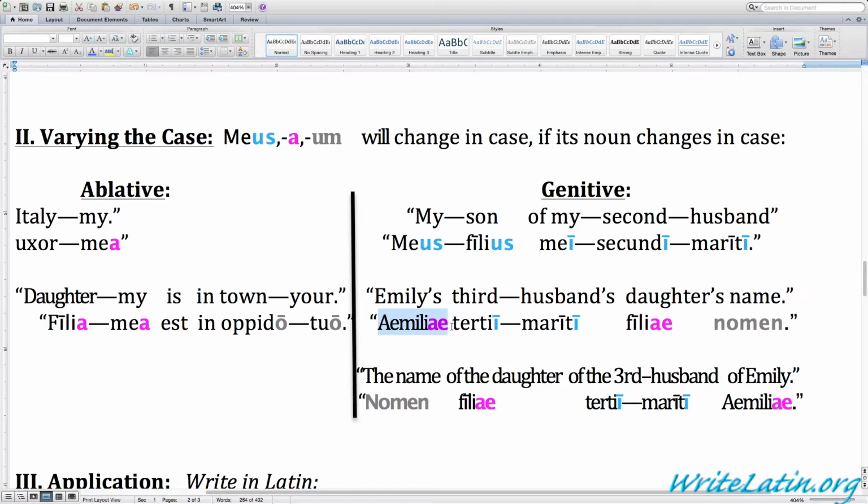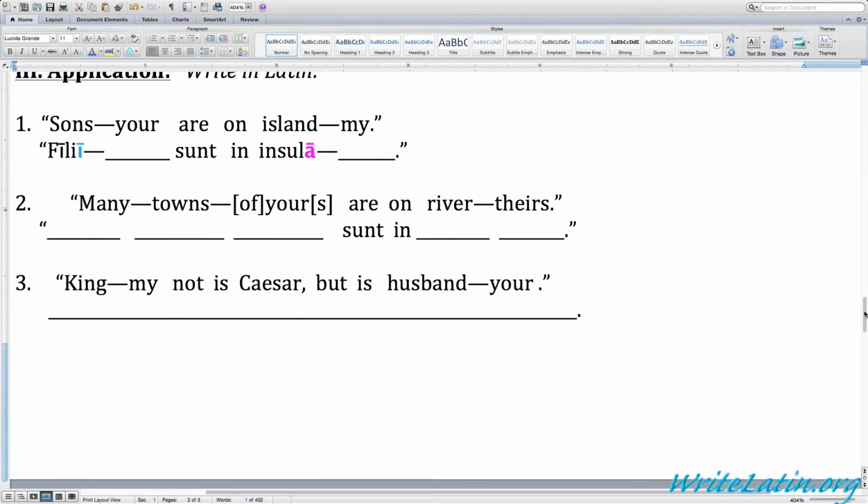Emily's, genitive. Third husband's, genitive. Daughter's, genitive. Name. And we can reverse these. This last example down here is the mirror image of the one right above it that you just did. So name was at the end, now name is at the start. The name of the daughter of the third husband of Emily. That's pretty easy. So you can use these possessive adjectives in any case: nominative, genitive, or ablative.